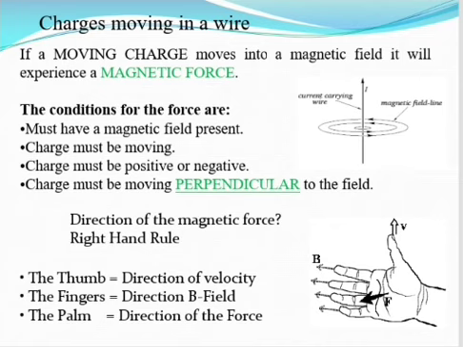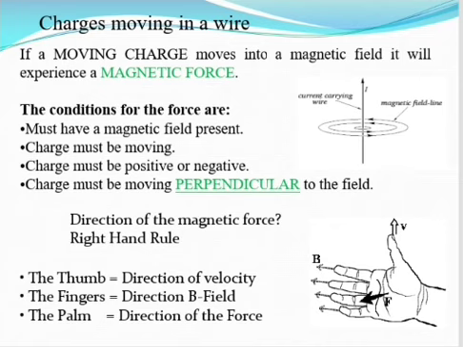Charges moving in a wire. If a moving charge moves into a magnetic field, it will experience a magnetic force. The conditions for the force are: must have a magnetic field present, charge must be moving, charge must be positive or negative, charge must be moving perpendicular to the magnetic field.